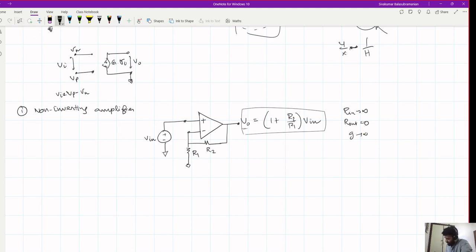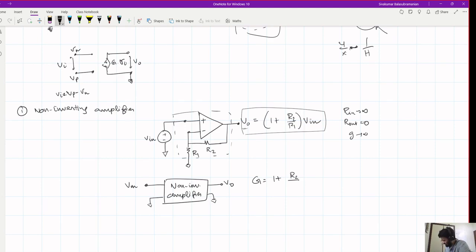Now if you consider this entire circuit with the op amp and the resistors as an amplifier, one terminal is grounded, this is V in, this is V out, and the other terminal is grounded. This is the non-inverting amplifier. What is the gain of this amplifier? It's 1 plus R2 by R1.